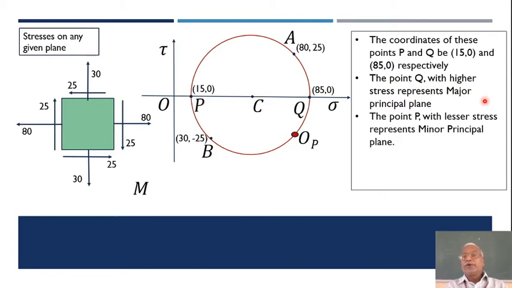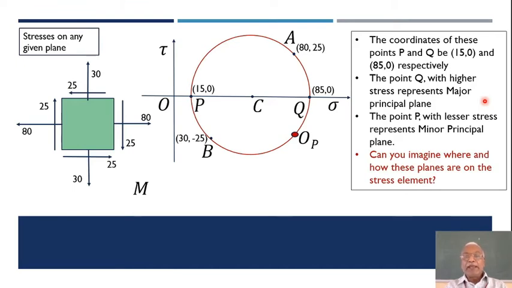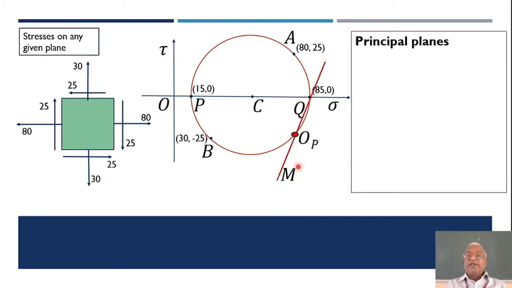So the other point, which has the lesser magnitude, is referred to as the minor principal plane and minor principal stress. Now, can you imagine where and how these planes are on the stress element? Because (85, 0) represents the point Q, which represents a plane. Now, how and where is this plane? We'll see it.